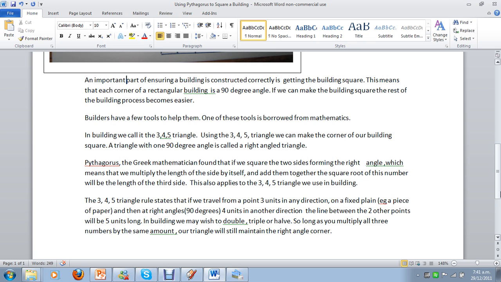The 3-4-5 triangle rule states that if we travel from a point 3 units in any direction on a fixed plane, e.g. a piece of paper, and then at right angles, 90 degrees, 4 units in another direction, the line between the two other points will be 5 units long. In building, we may wish to double, triple or halve these dimensions to make our triangle bigger or smaller. So long as we multiply all three numbers by the same amount, our triangle will remain a right-angled triangle.